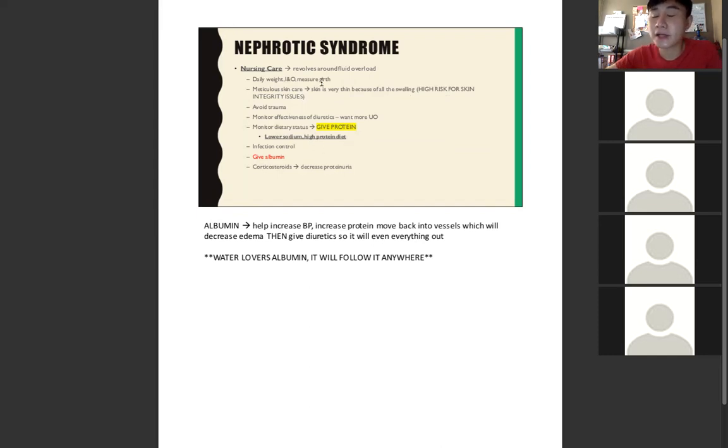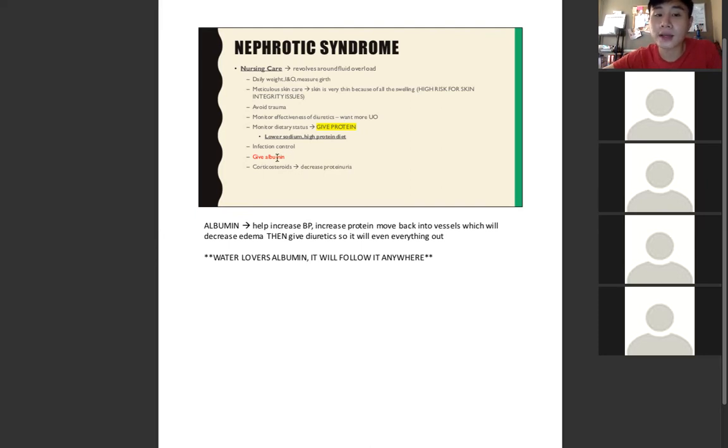So this nephrotic syndrome is different from glomerulonephritis. The reason is because in glomerulonephritis, we are still retaining the protein. In nephrotic syndrome, we're peeing out all our protein. So that's why in glomerulonephritis, we give a low to no protein diet. In nephrotic syndrome, we give protein in their diet. So this is so important to remember because it will be on the exam, okay?